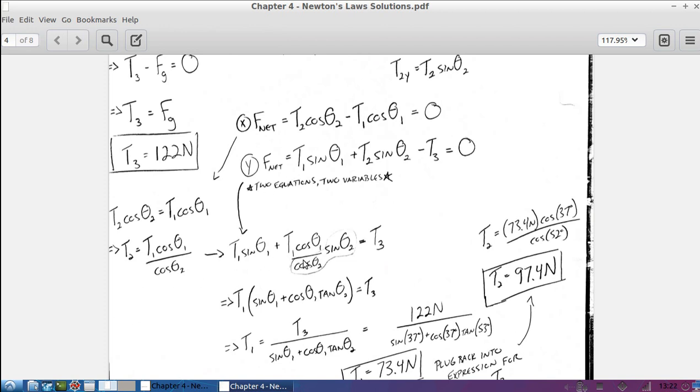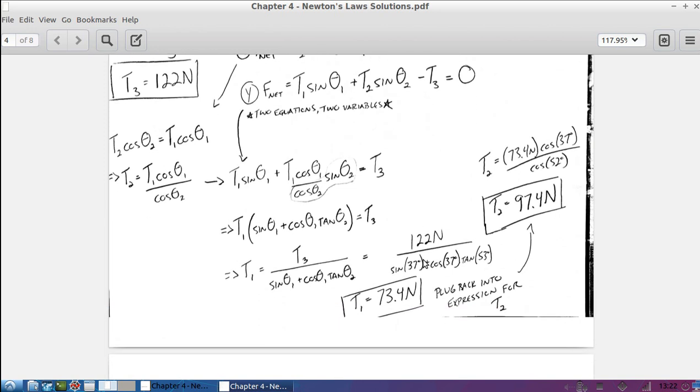I'm going to substitute it in here. So T2, I'm replacing with T1 cosine theta 1 over cosine theta 2. So here it goes. It's this thing right here. I'm doing two things. I'm substituting this in for T2, and I'm also adding T3 to both sides, because I know what T3 is. T3 is a number. I'm eventually going to substitute it in there. Alright, so both of these terms have a T1 in them. So I'm going to factor a T1 out from both sides on the left side of this equation. Factor out a T1.